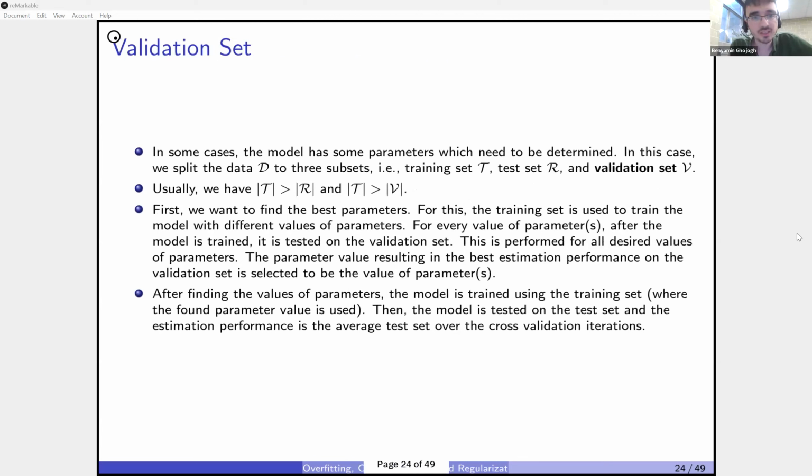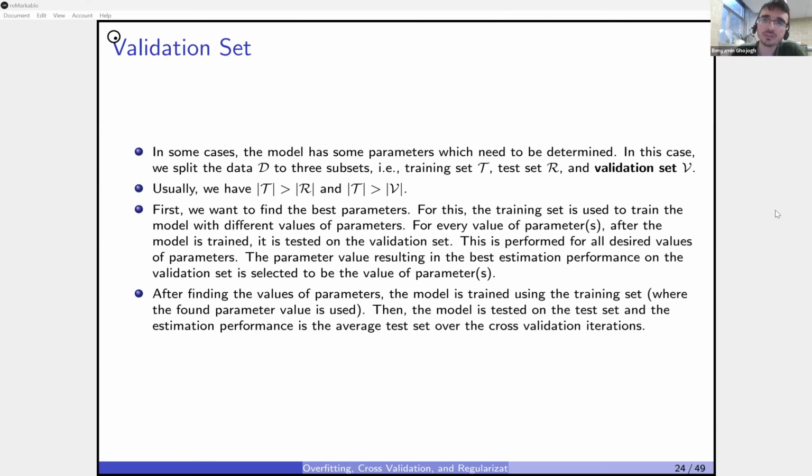Validation set. In some cases, the model has some parameters which need to be determined. For example, sometimes we have some hyperparameters. The machine learning model usually has some learnable parameters. I'm not talking about learnable parameters. The learnable parameters are found by some optimization algorithm in order to do our task, such as classification, regression, or something. However, it might have some hyperparameters, which are some parameters determined by the user. They are not trained by optimization on the training data.